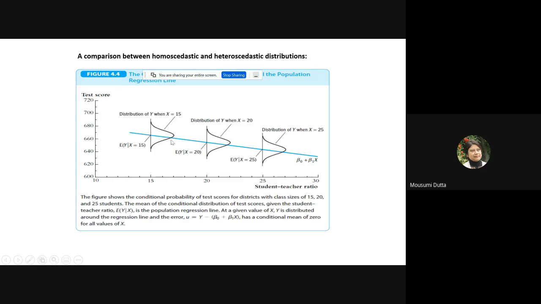And we are finding that the spread of the scatter, that is variability of the observations around the fit, remains constant as you move along the fit.